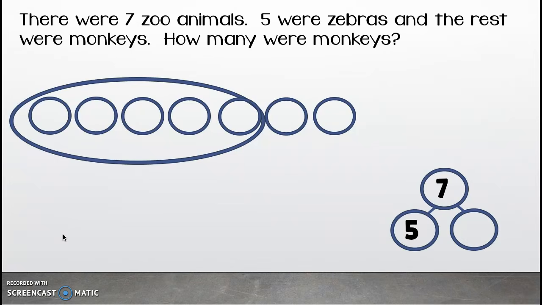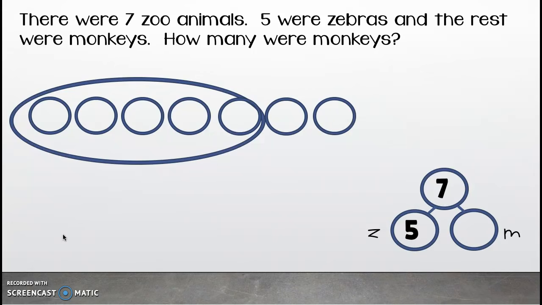There are 5 zebras. Can you label that for me? Perfecto. Yeah, let's do Z for zebras. And then what's the other part that we're going to have so we can label the other side? Perfecto, monkeys. All right. Make sure that you have your good labels next to your number bond, just like I do.